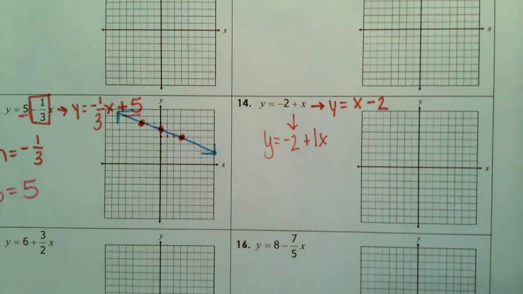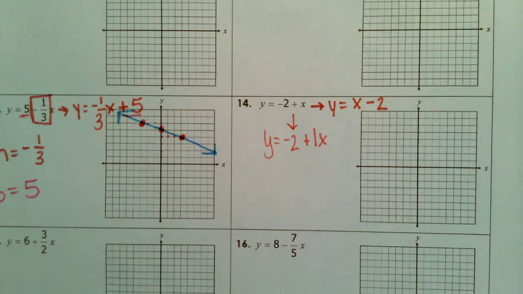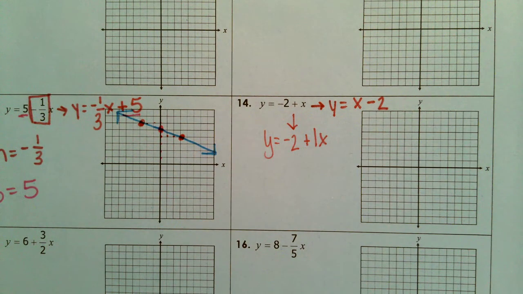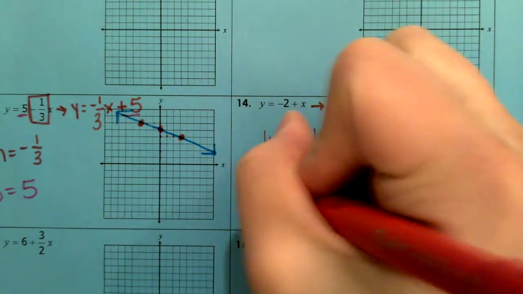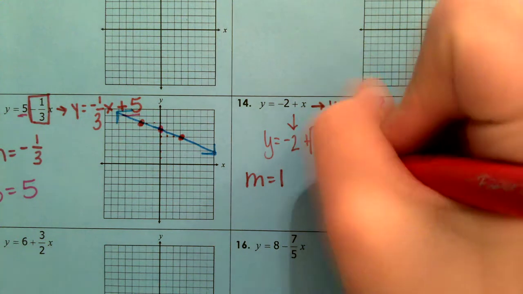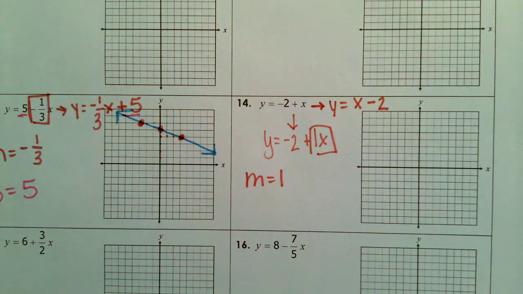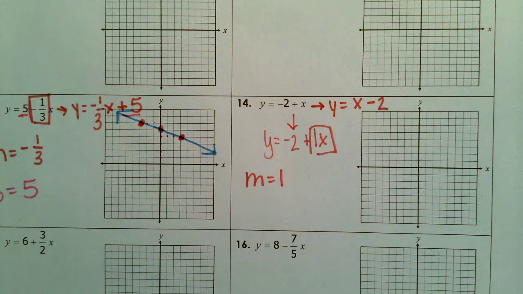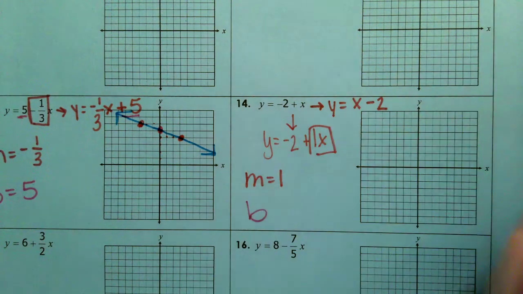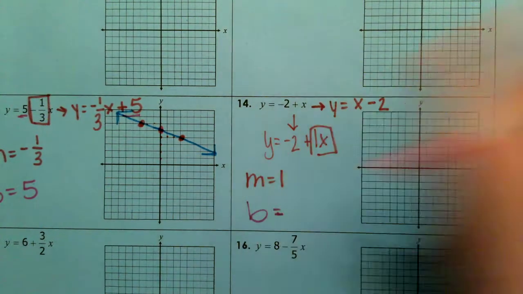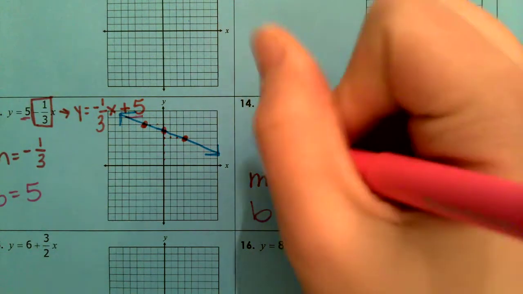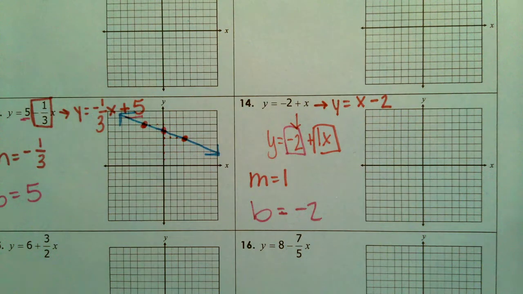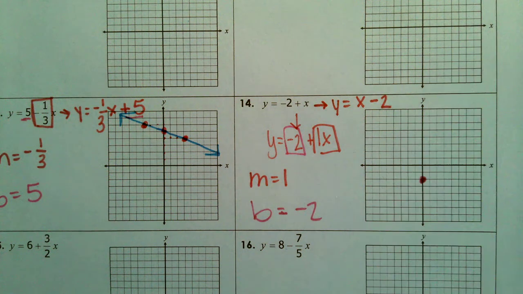And so what I'm going to do now is I am going to go through and I'm going to figure out what my y-intercept is. Okay, and my slope. Well, my slope is 1, because that's what's in front of that variable. Okay, and then I'm going to go through and find my y-intercept, which is -2, because that's that other number there.